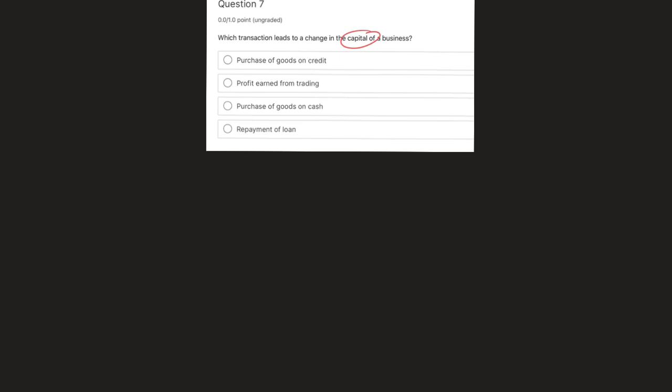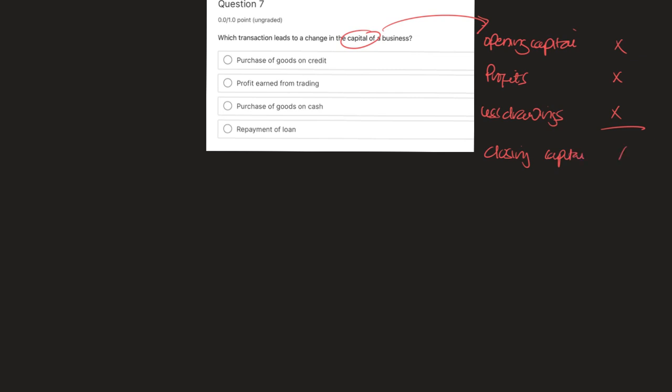Now we know that capital of a business is made up of the opening capital, to which if there are any profits made during the year, you would add, and you would deduct any drawings, and this ultimately will give you the closing capital. Now, with that in mind, what you want to do is have a look at these transactions and think about whether or not that's going to directly feed into the capital account, okay?